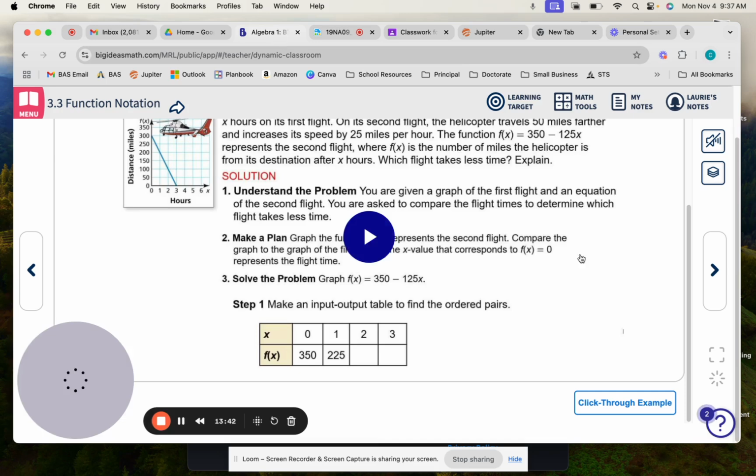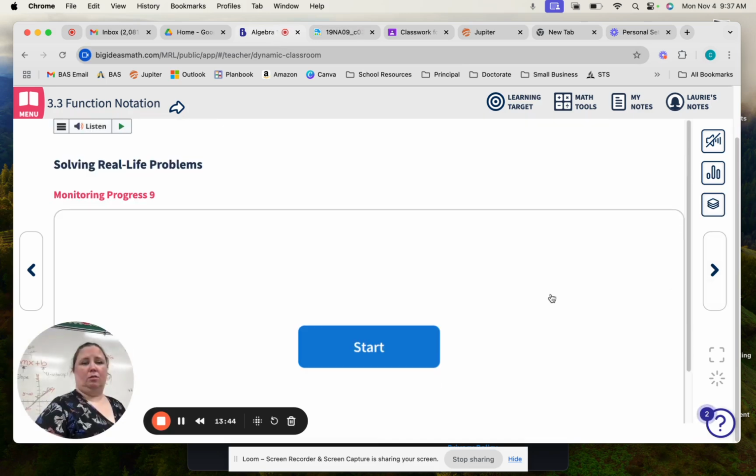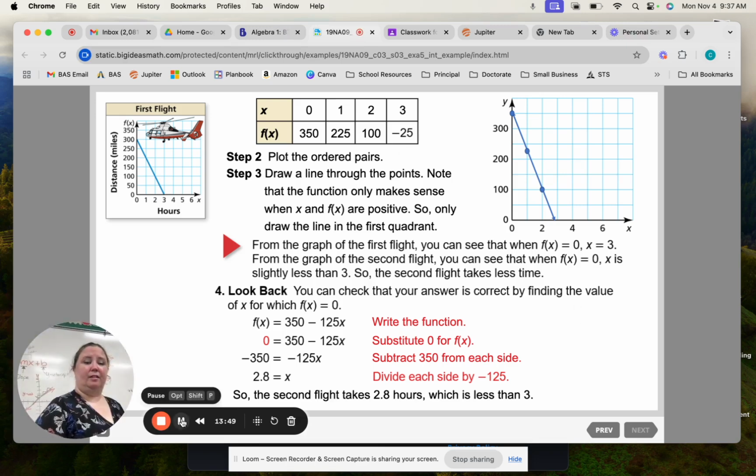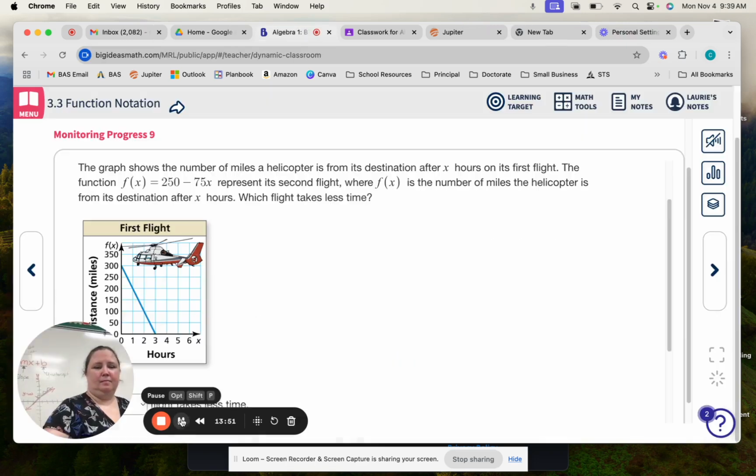All right. So do number 9, and then you're done. So on this one, if you look at the first flight, it's 3 hours. So if I take this equation up top and I plug in 0 at the beginning for f of x, because that would be where it crosses the x line. So 0 equals 250 minus 75x. And so that'll give me the x value for the second flight.